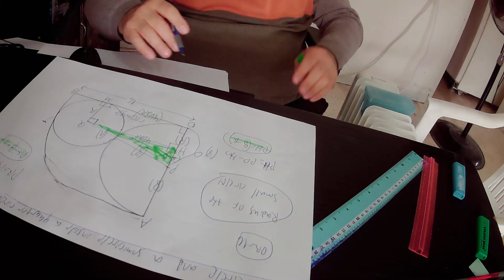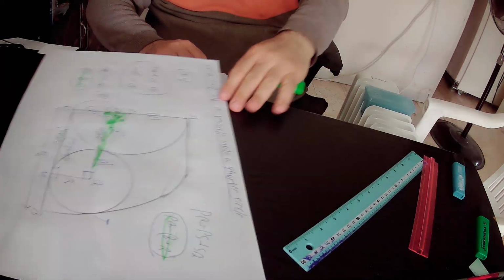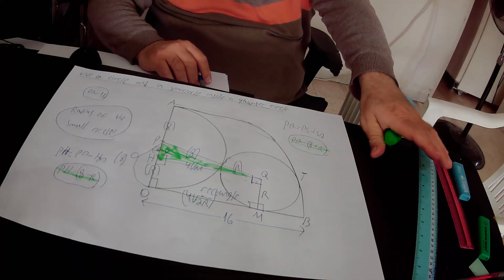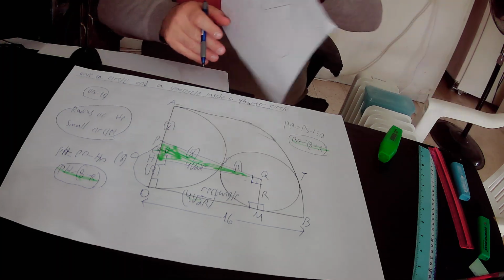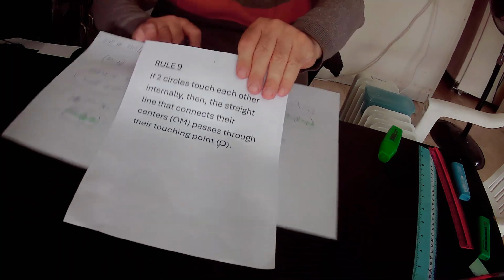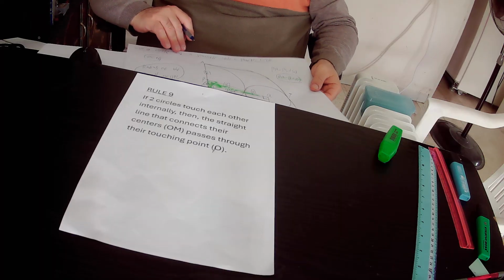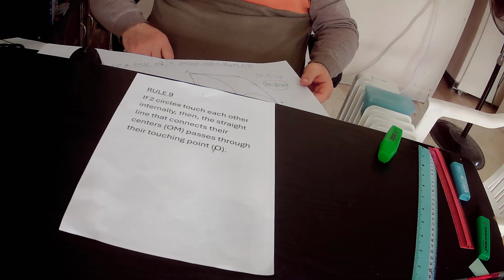And whenever you have two circles touching internally, you can implement rule 9. I'll take a quick look at rule 9. According to rule 9, if two circles touch each other internally, then the straight line that connects their centers together passes through their touching point.